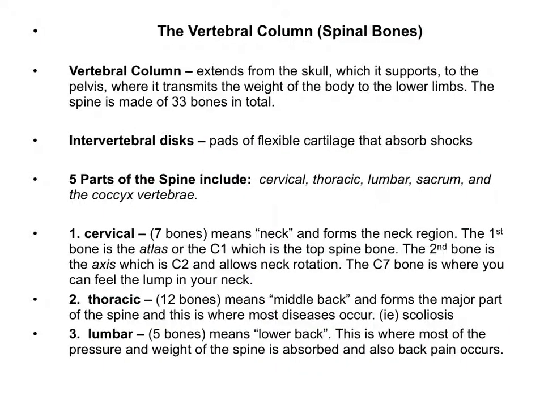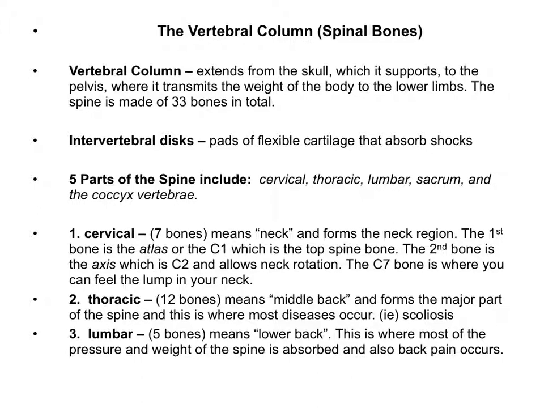Now let's go to the vertebral column. The vertebral column extends from the skull, which it supports, to the pelvis, where it transmits the weight of the total body to the lower limbs. It's made of 33 bones in total. There are discs in between each bone. They're called intervertebral discs, and they're pads of cartilage that can absorb shocks.